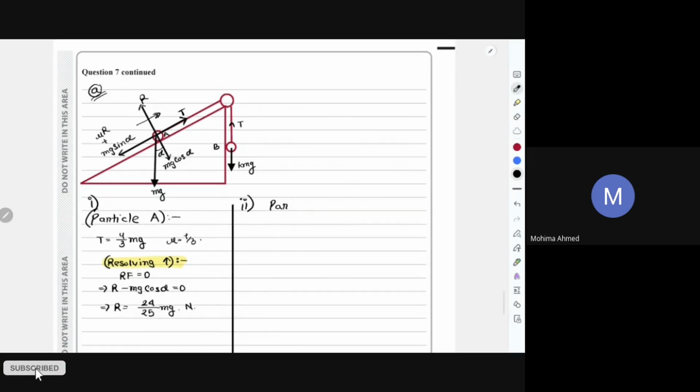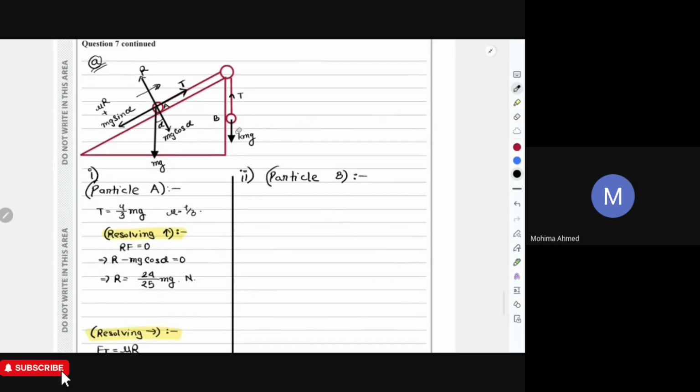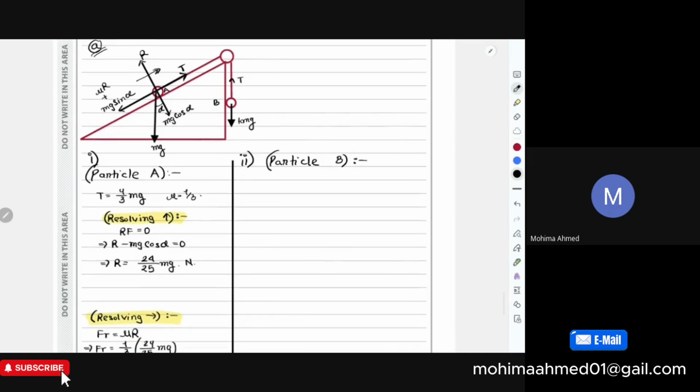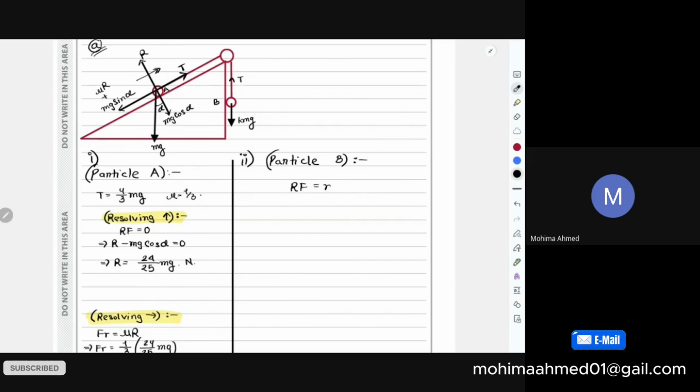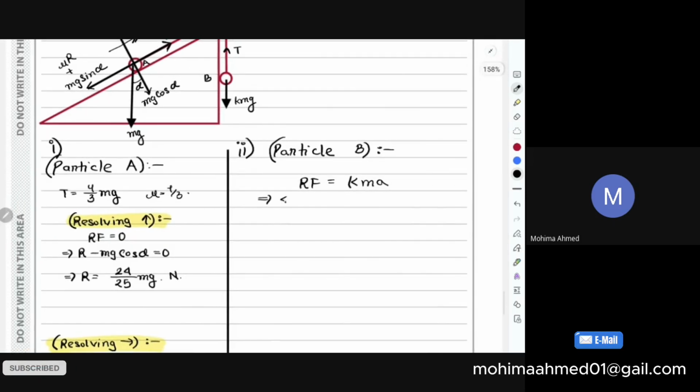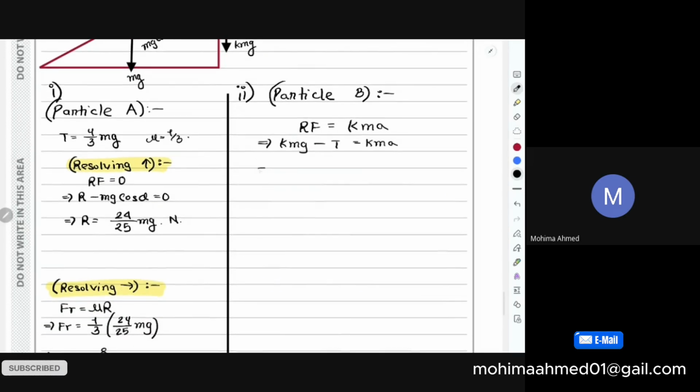For particle B, if I draw the diagram, tension is kmg. Obviously, particle B was moving in the downward direction, so weight is now greater than tension for particle B. So if I write resultant force equals ma, it's going to be kma, right? So for the resultant force, we have kmg minus tension equals kma. T is your 4 by 3 mg.